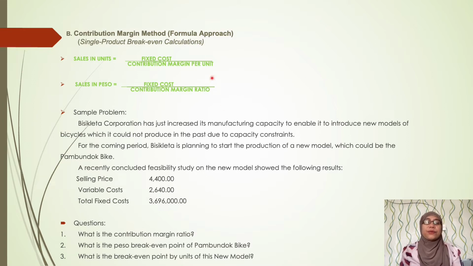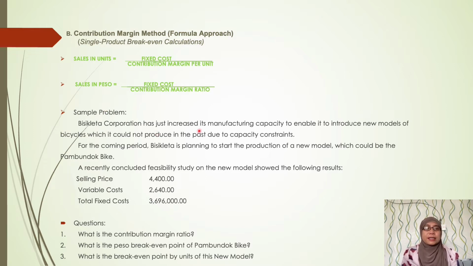Then the next approach is contribution margin method or formula approach for single product break-even calculations. These are the two formulas. Sales in units equals fixed cost over contribution margin per unit. Next, sales in peso equals fixed cost over contribution margin ratio. So we will use these two formulas for our sample problem.